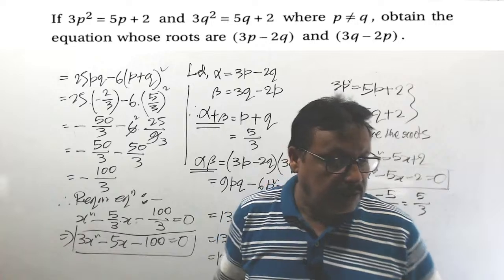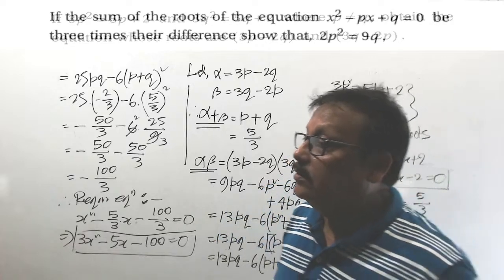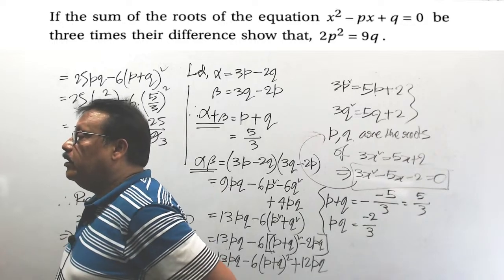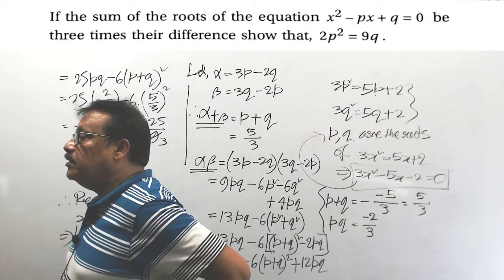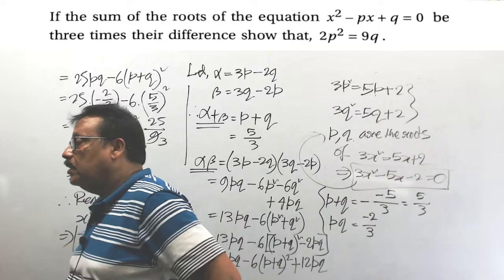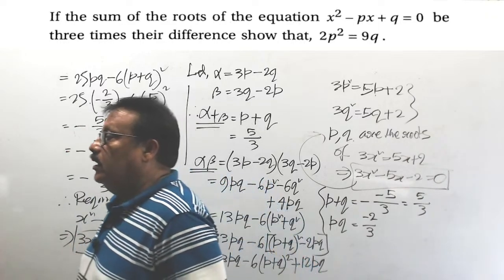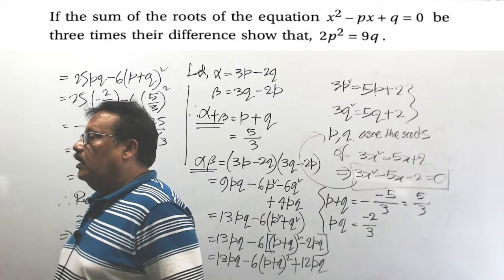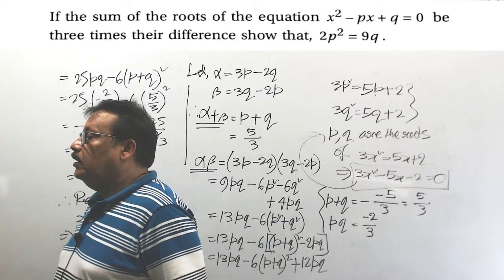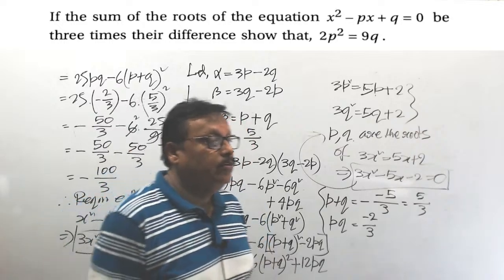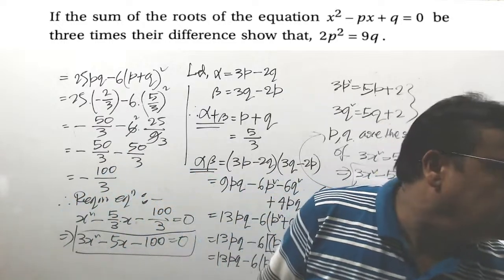Otherwise problem may arise. Next equation: if the sum of the roots of the equation be 3 times the difference, 3 times of the difference, then prove that 2p square is equal to 9q. 2p square is equal to 9q.